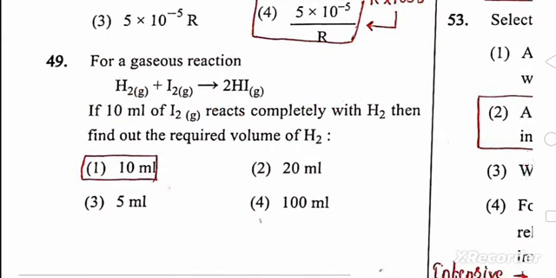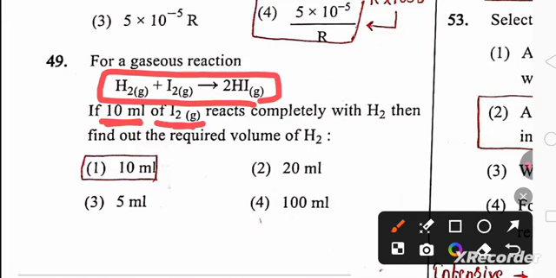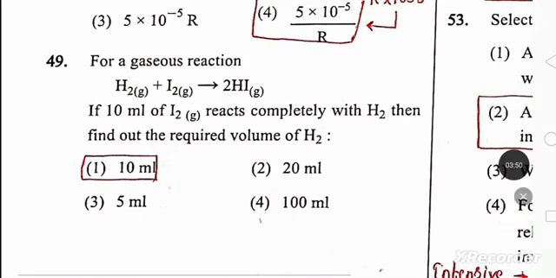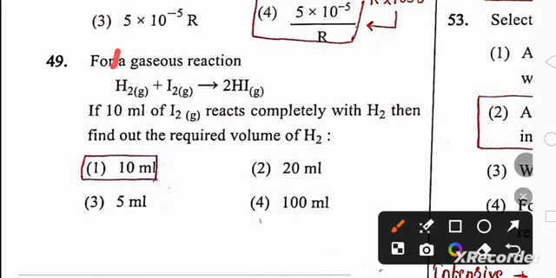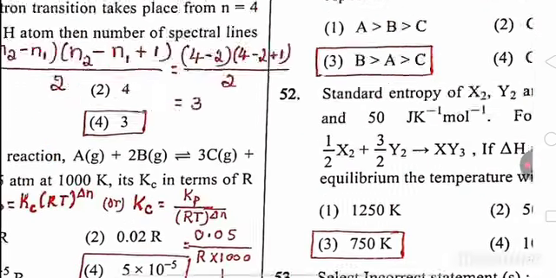49th question. For a given reaction, this is the reaction, gaseous reaction. If 10 ml of iodine reacts completely with hydrogen, then find out the required volume of hydrogen. So in this given equation, we can see that one volume of hydrogen combines with one volume of iodine to produce 2 volume of hydrogen iodide. So if they provide 10 volume of iodine, then definitely we need 10 volume of hydrogen for the completion of this reaction. So answer is 10 ml. Let us move to the next question.